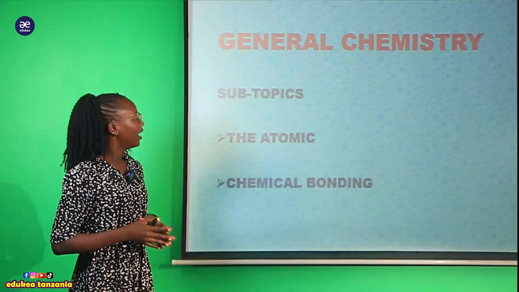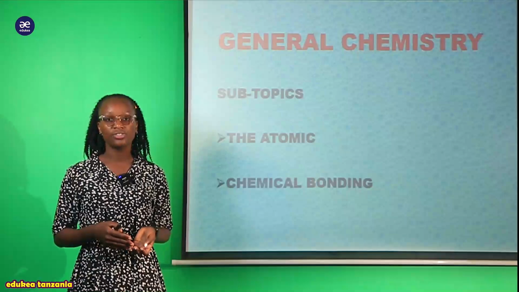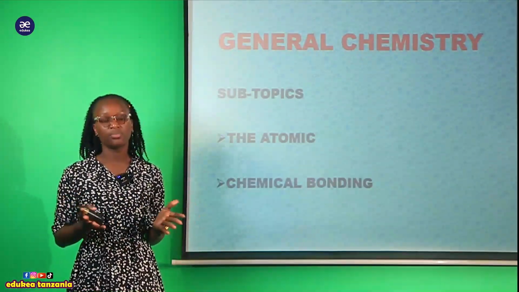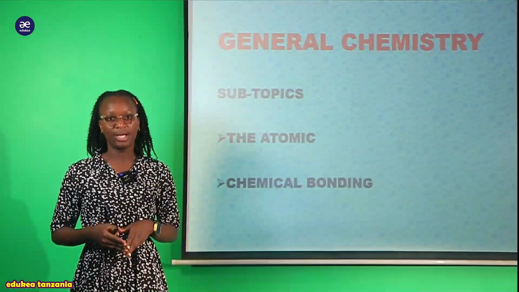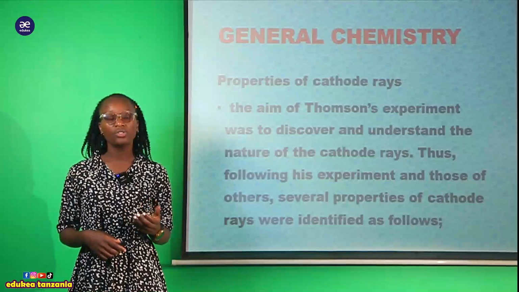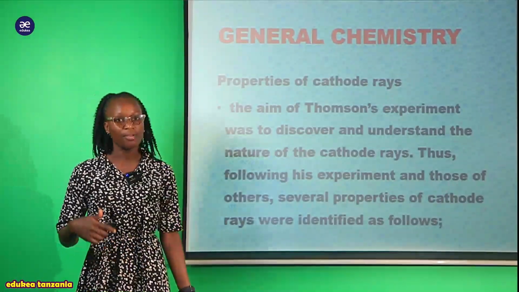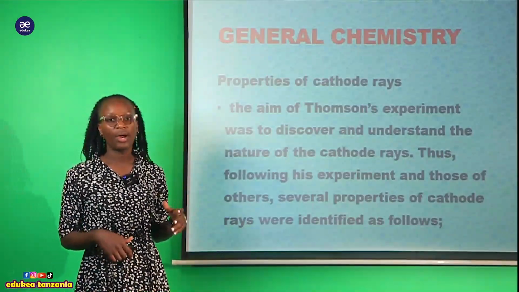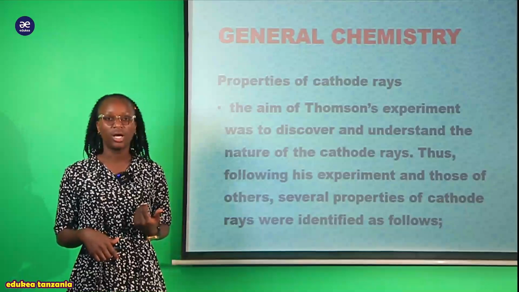So here, in the previous session, we looked at how general chemistry consists of two main subtopics. We have the concept of the atom, and we have the concept of chemical bonding. So my students, today we are going to start discussing the properties of cathode rays. Before I proceed, let me remind you what we learned in the previous session.